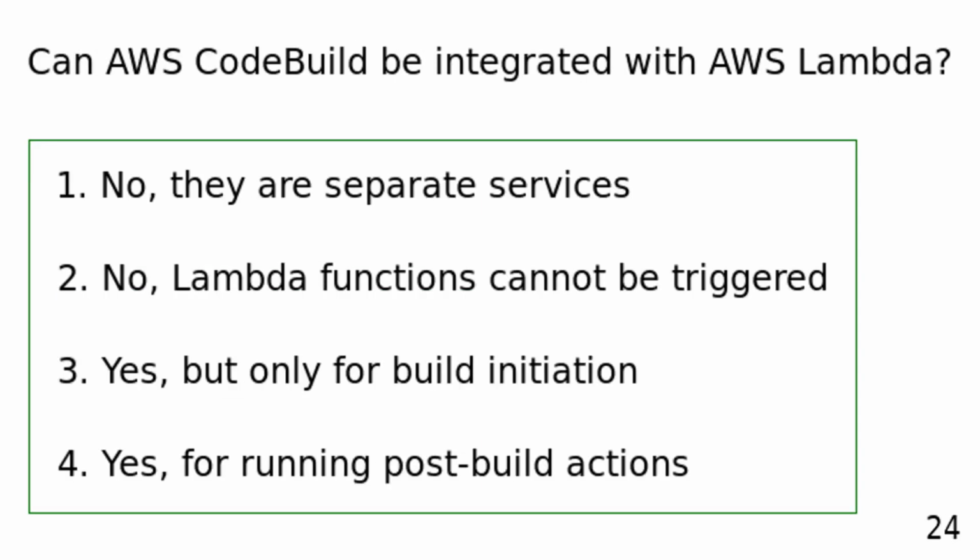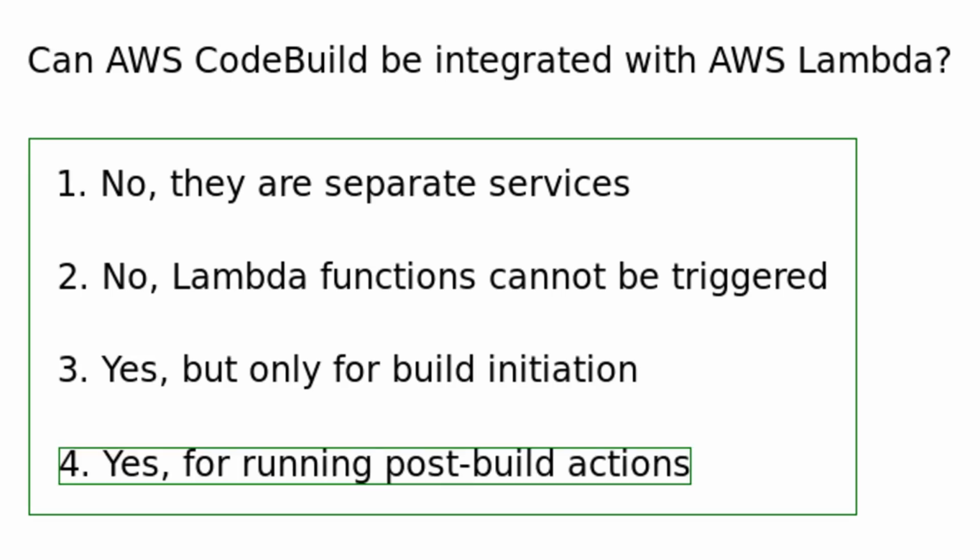Can AWS CodeBuild be integrated with AWS Lambda? No, they are separate services. No, Lambda functions cannot be triggered. Yes, but only for build initiation. Yes, for running post-build actions. AWS CodeBuild can be integrated with AWS Lambda to run post-build actions such as deployment or notifications.